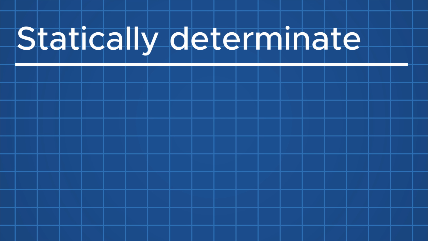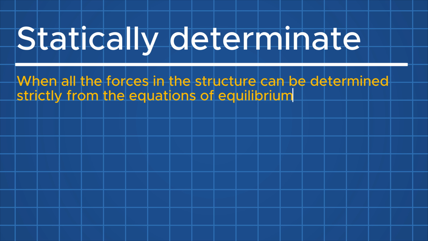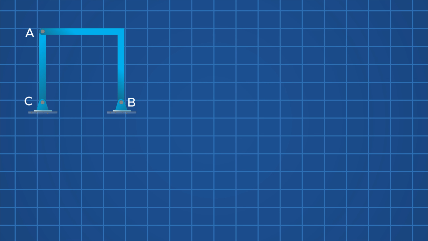A structure is said to be statically determinate when all the forces in the structure can be determined strictly from the equations of equilibrium. A structure can be identified as being statically determinate or indeterminate by drawing the free body diagram of all its members.